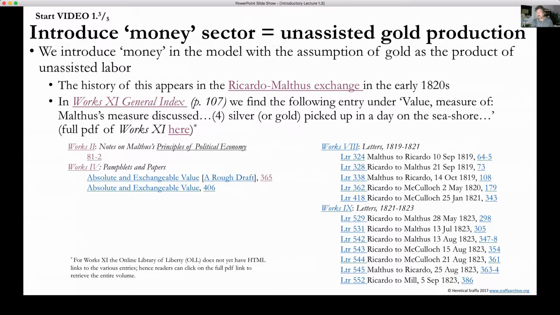Ricardo addresses the question. This is going to be absolute and exchangeable value. Again, this is the last manuscript that Ricardo was working on in his life, 1823, absolute and exchangeable value, a rough draft, and then the manuscript proper. And I'll let people click on and see the way in which Ricardo develops this. All those links are going to be there for people to do. Okay. So we follow Malthus, we follow this relation, we follow this framework.